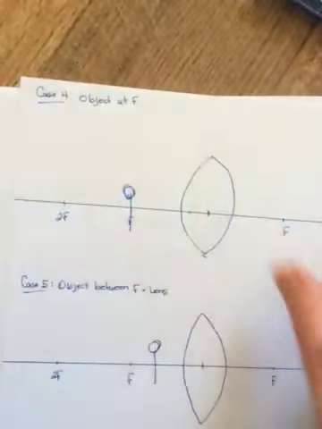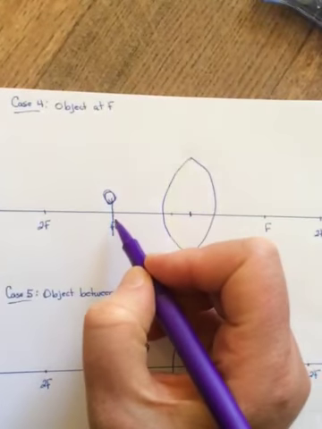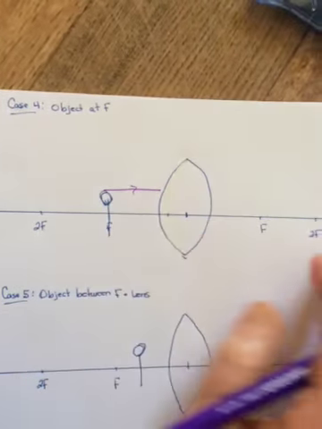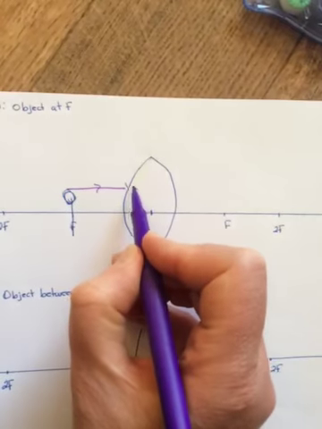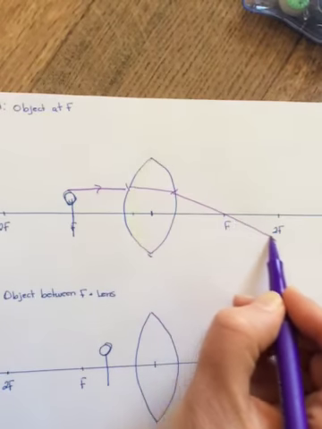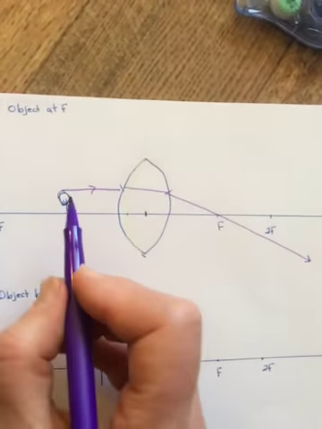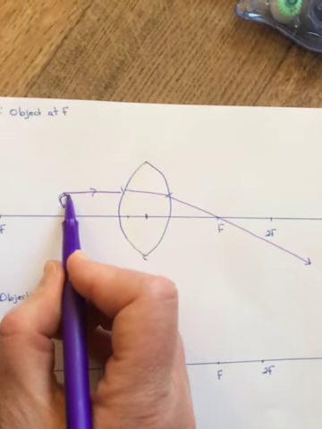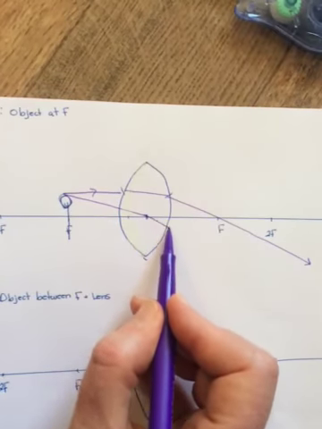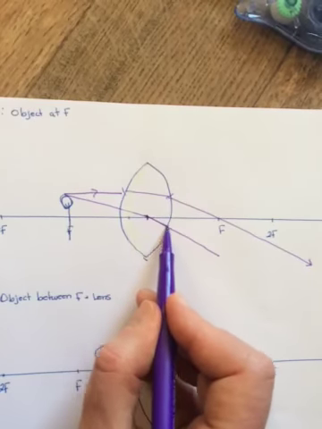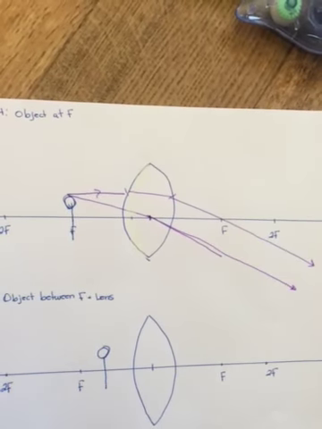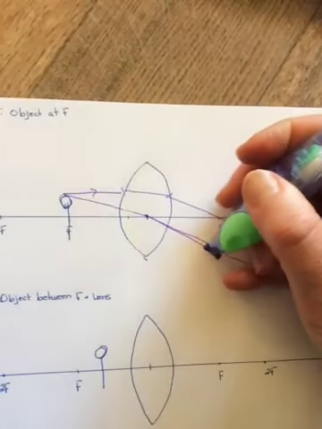Okay, so case 4. The object is at F. So we can't go in through F, obviously, this time. So case 1, a ray in parallel to the principal axis gets bent in such a way that it comes out through F on the other side of the lens. And the second one, a ray that goes into the optical center goes straight through. Okay? And just ignore this little piece right here.